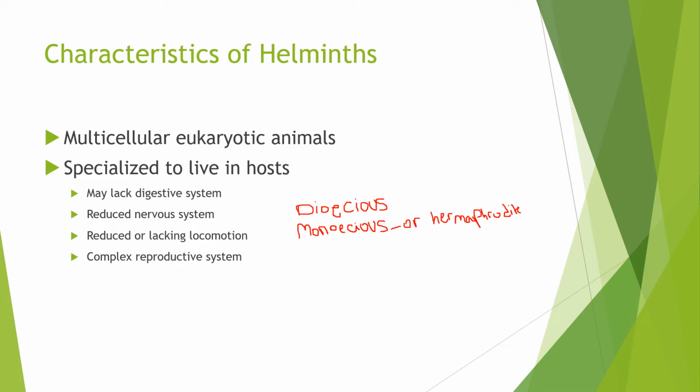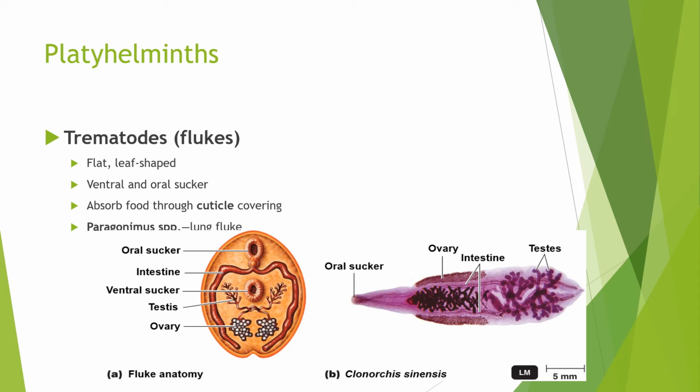Okay, so let's go ahead and take a look at two phyla of the helminths. So let's take a look at the worms, the helminths, and we're going to discuss one of the phyla of these helminths, and we refer to this phylum as the Platyhelminths. Now, Platyhelminths, those are flatworms. Now, under the phylum Platyhelminths, there are several classes underneath that phylum.